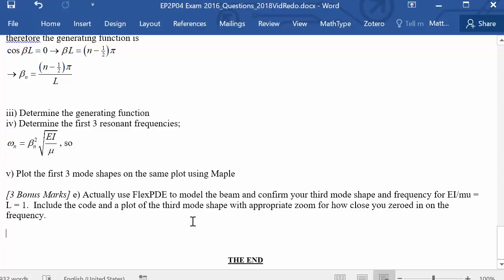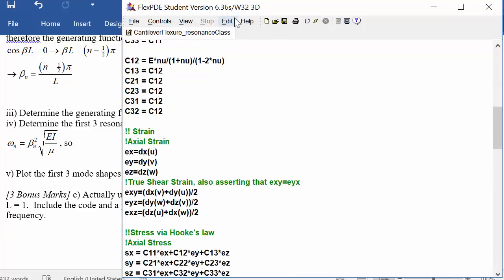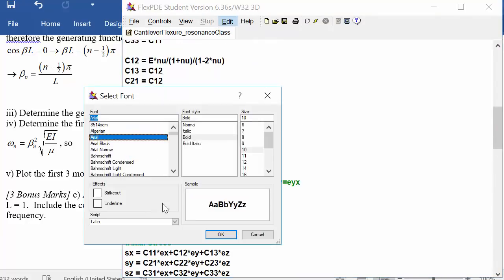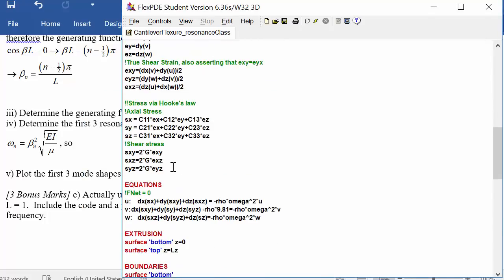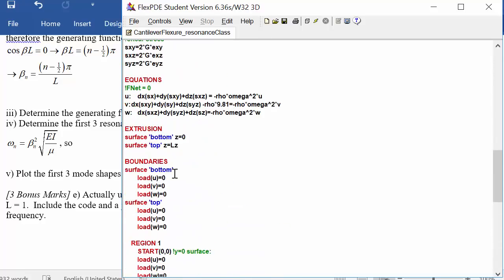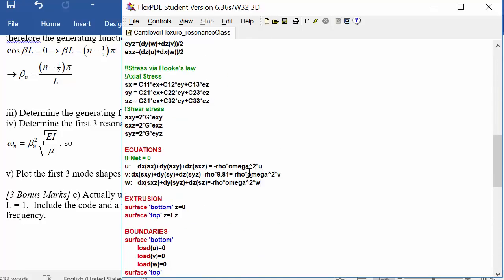Okay, so the first thing to do is recap how Flex actually calculates these. Let's put the font back to something like 8 so you can see it a bit better. Right, so the syntax for doing this is the same stuff as we were dealing with before in Flex, except in this part, instead of saying that the net force is equal to 0, what you say is the net force is equal to the mass times acceleration.